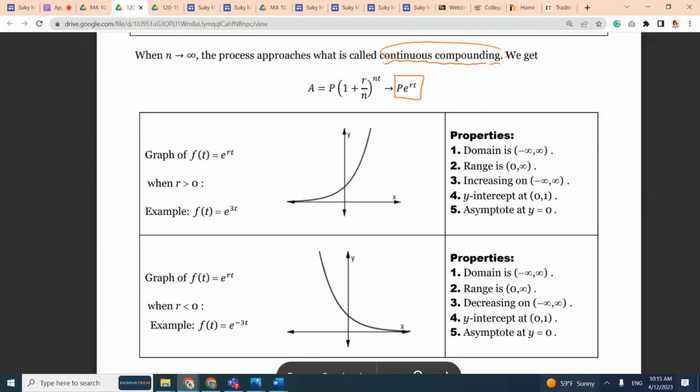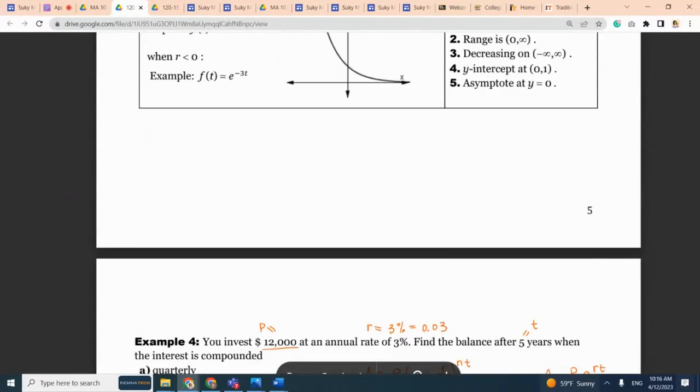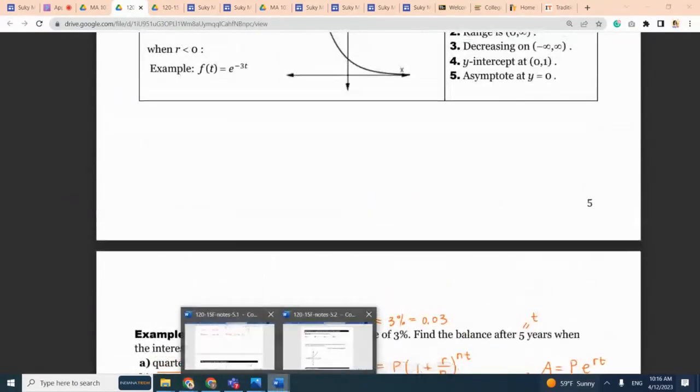So e to the rt: if r is greater than 0, you have an increasing exponential function. If r is negative, then you have a decreasing exponential function. Domain is still the same, minus infinity to infinity, range from 0 to infinity, and the y-intercept is the same. The only difference is one is increasing, one is decreasing. Is that clear, everybody?